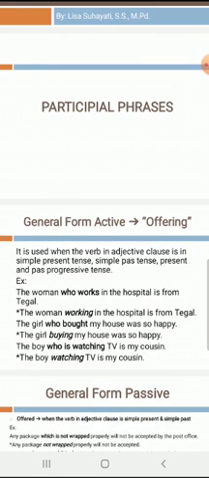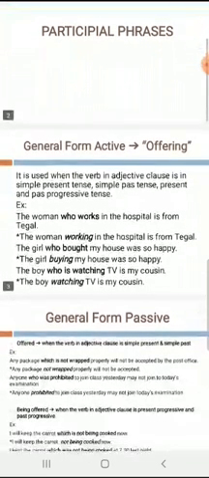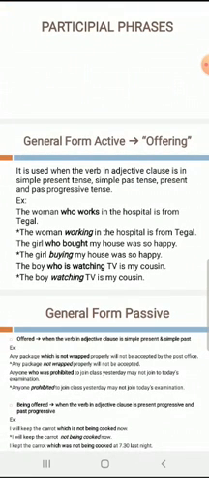What is a participial phrase? A participial phrase is a phrase that looks like a verb of the sentence but actually is not. Actually, it is an adjective of the sentence. Okay? And now we are going to see examples of participial phrases.